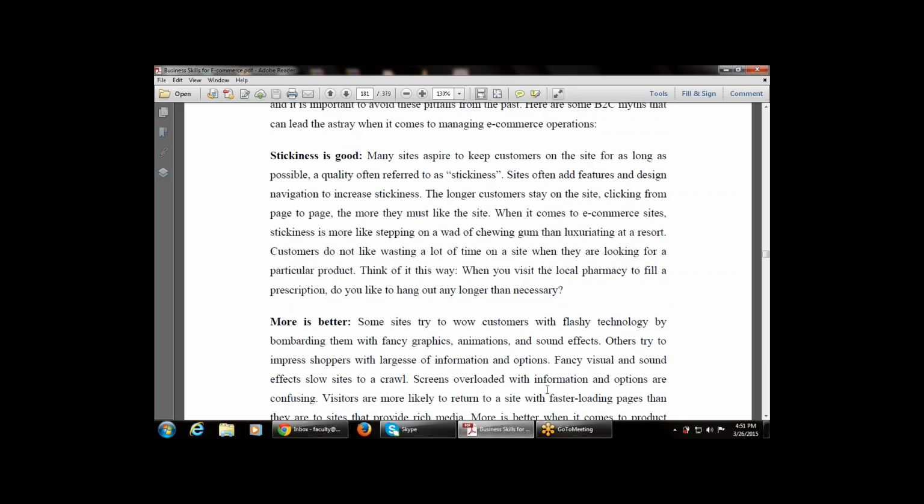Some people have a myth. Then the next myth is more is better. That is, more means more technology or more products, more free discounts is better. That is also a myth of various persons.